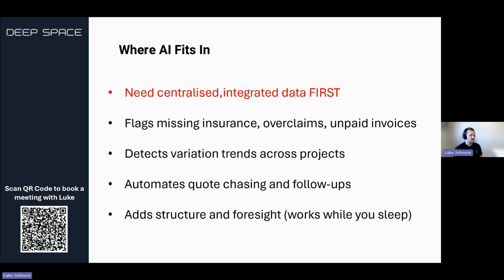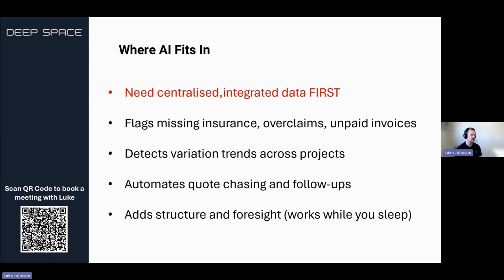It can scan across your subbies and find out if their insurance is missing, if they've overclaimed something. It can be doing what we call agentic AI, where it is off doing things autonomously based on rules and settings that you've put in. It's finding out that invoice has been claimed and approved but hasn't been actioned, or this is a variation trend across all of our projects. If we do this particular project type, it's going to be a risk if we do this particular mode of construction.